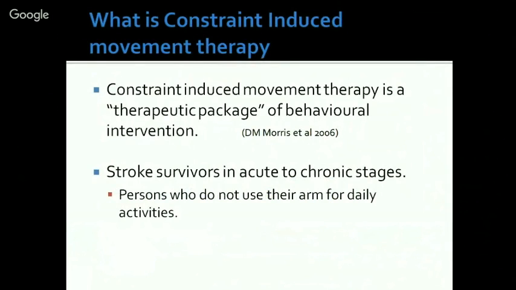What is constrained therapy? Constrained use movement therapy is a therapeutic package of behavioral intervention. It's a set of procedures which has some basic components and multiple components. And it does not include only exercises. It includes behavioral intervention, which is a psychological procedure. And it's applied to patients, stroke survivors in their acute, subacute, and chronic stages, especially people who do not use their arm for daily activities.